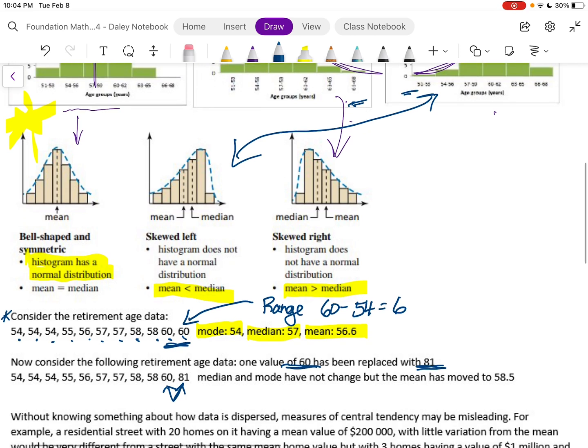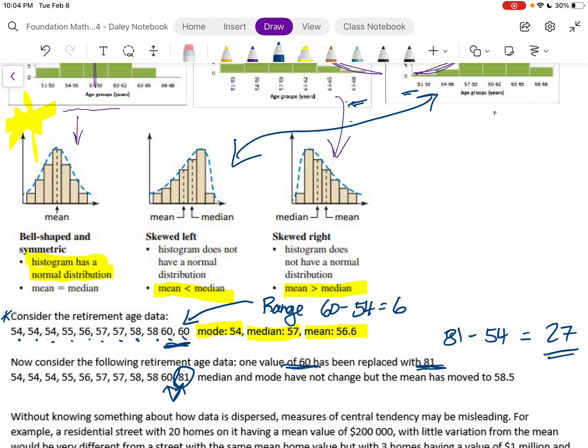Have a look at this group of numbers. The range would be much different. We're going to have 81 minus 54, right? So 81 minus 54 is 27. Much bigger range of values. So because 81 is so significantly larger compared to the rest of the numbers, we would call that number an outlier. And we talked about outliers on the very first day.